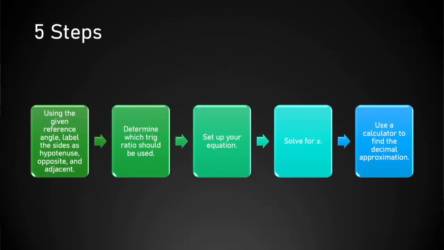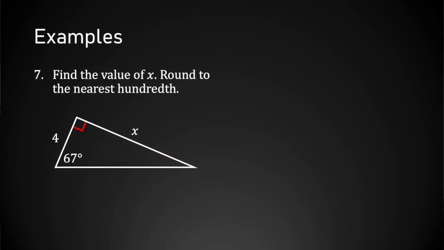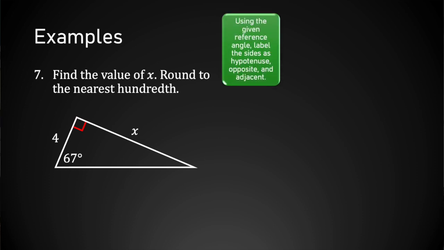I'll show you how to use the yellow calculators for this, as well as how to use the iPhone calculator app for it. Our final example says to find the value of x and round to the nearest hundredth. Our first step is to use the reference angle, 67 degrees in this example, to label the sides as hypotenuse, opposite, and adjacent. The hypotenuse is always across from the right angle, so we can label that one first. Next, we'll label opposite, which is across from our reference angle. And then, by process of elimination, the adjacent side is the one with length 4.